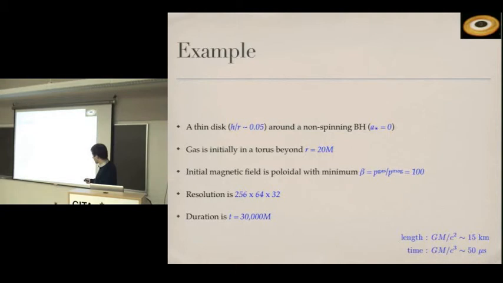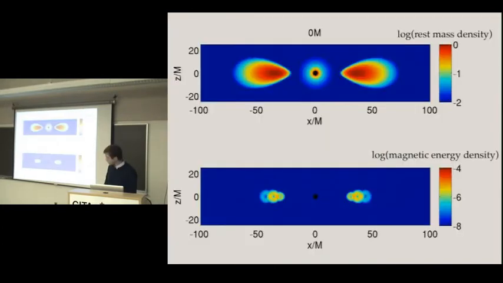And it's run for 30,000 M, where I'll remind you that funny unit of M in real life would be 50 microseconds for a stellar mass black hole. If you're interested in supermassive black holes, you just multiply everything by 1 million or so. So here's what I just described. 2 panels. This is rest mass density on a log scale. This is magnetic energy density. So here's the black hole, and this is a cross-section in the poloidal plane through this torus.